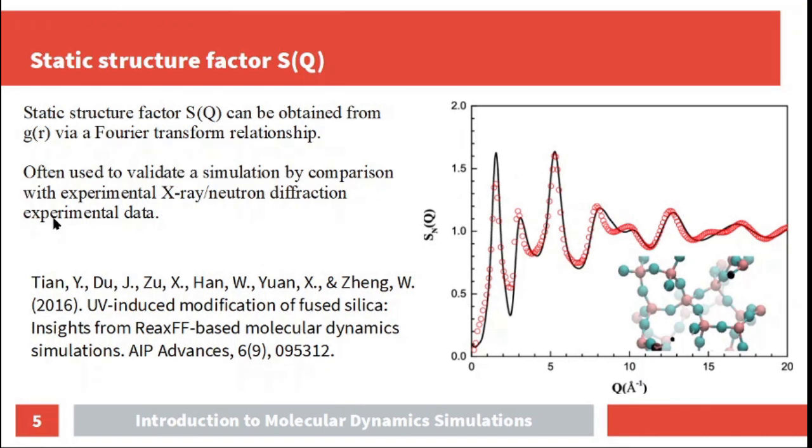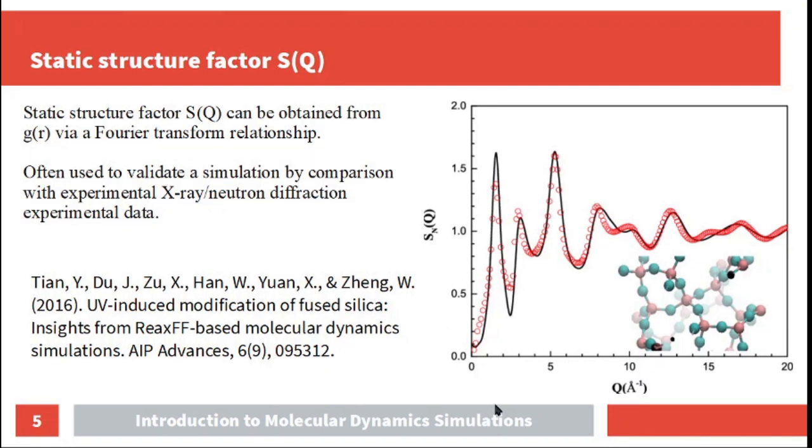So it is often used to validate a simulation by comparison with experimental X-ray or neutron diffraction data. If the match between your calculated and experimental data is good, that means your simulation is good. If it is not, then there might be some problems with the simulations, and if you have checked every other thing, most likely your force field, the empirical force field that you have used in your MD simulations, might require some modifications, some tweaking of the numbers.